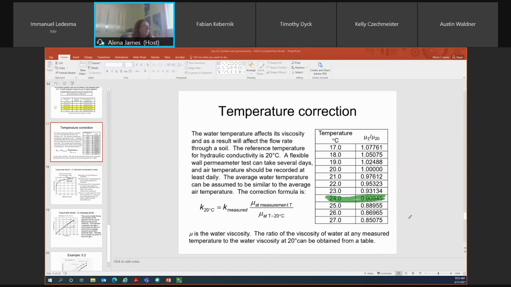So as a result, it will also affect the flow rate through a soil. So viscosity is resistance to flow. So if you think of maple syrup, it doesn't flow as easily as water does. So at higher temperatures, water tends to flow faster than what it would flow at 20 degrees Celsius. And we're always referring to K at a 20 degrees Celsius temperature measurement. Whereas if the temperature was at 17 degrees Celsius when we did our test, the hydraulic conductivity that we calculated would be lower than what it would have been if we were able to conduct the test at 20 degrees Celsius. So that's how you would use this table here.